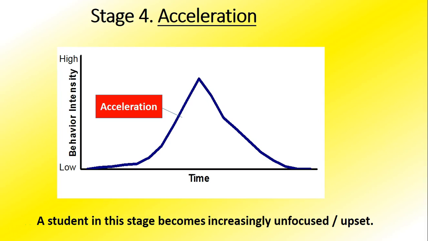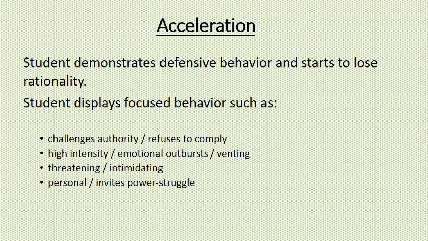Stage 4 of the escalation model is the acceleration stage. At this stage, a student is becoming even more increasingly unfocused and upset. Here, a student becomes defensive and starts to lose rationality.